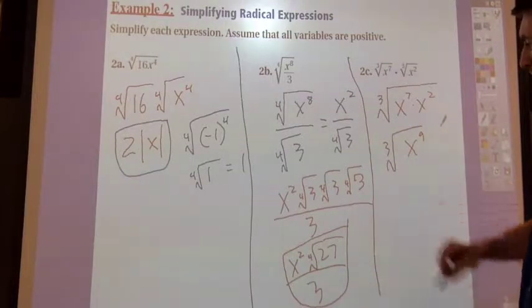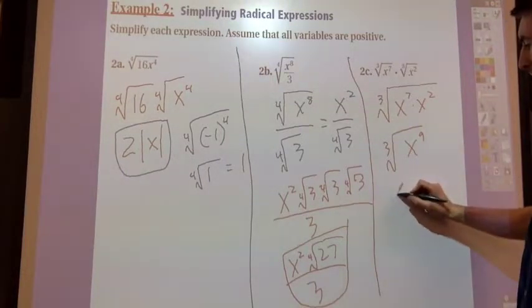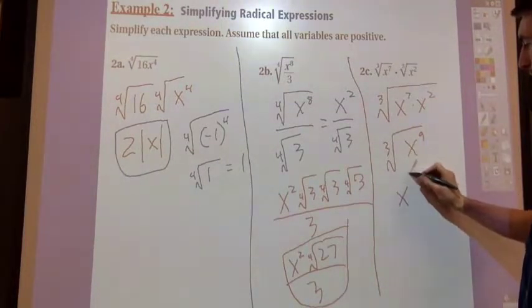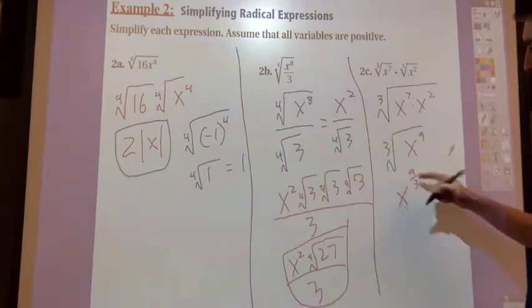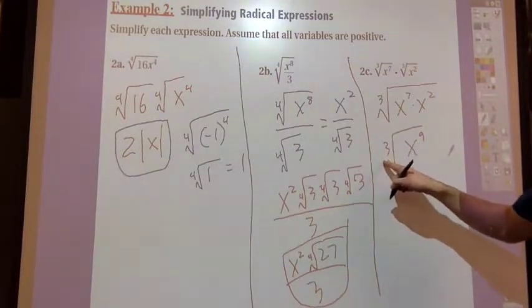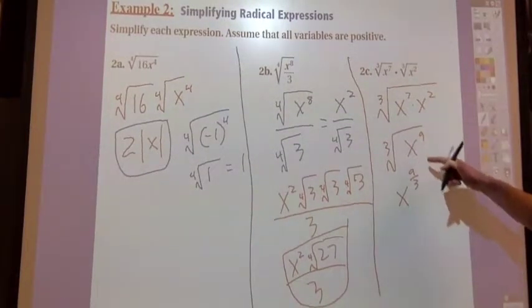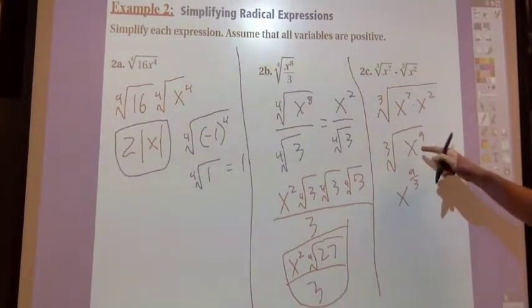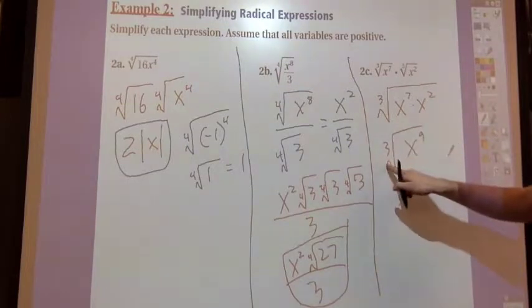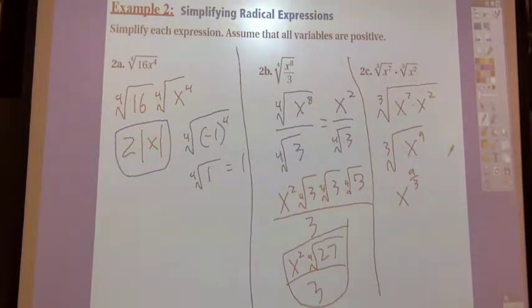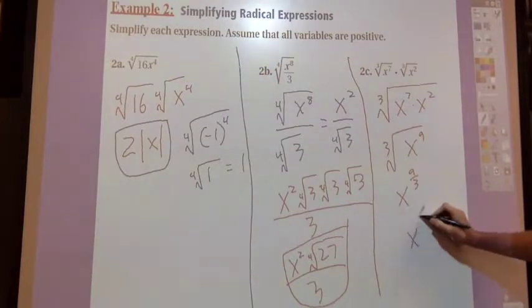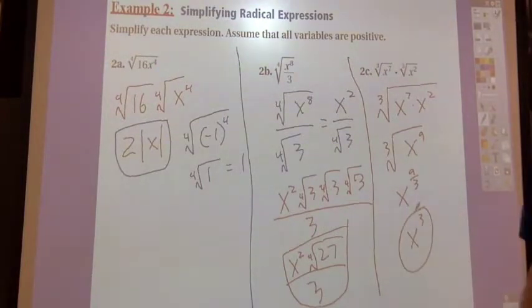Alrighty. And that's going to evaluate to x to the 9/3 because I'm writing, stay with me here, I'm writing this as x raised to the 9th, and then the third root is going to be x to the 9/3. And then 9 divided by 3 is 3, so your answer is x cubed.